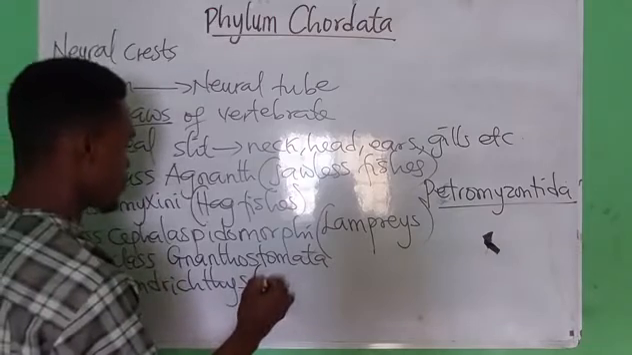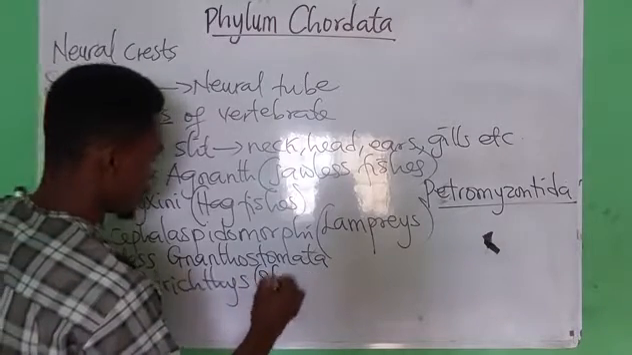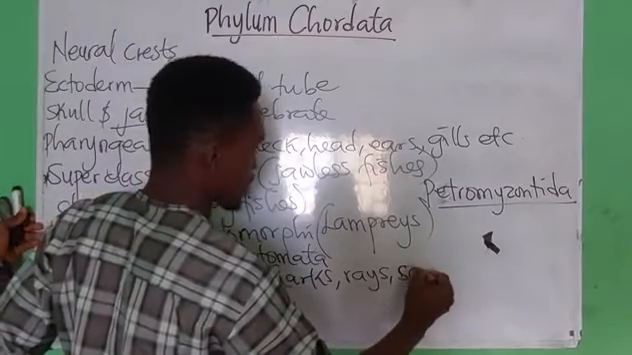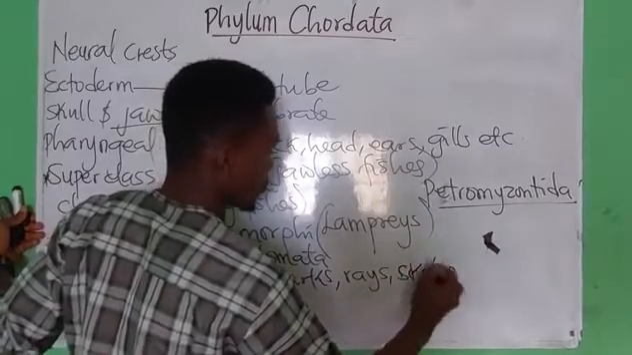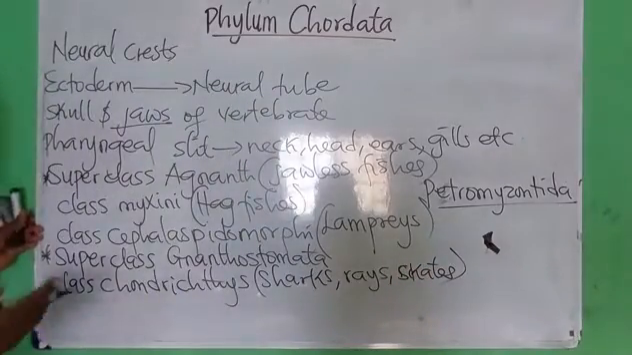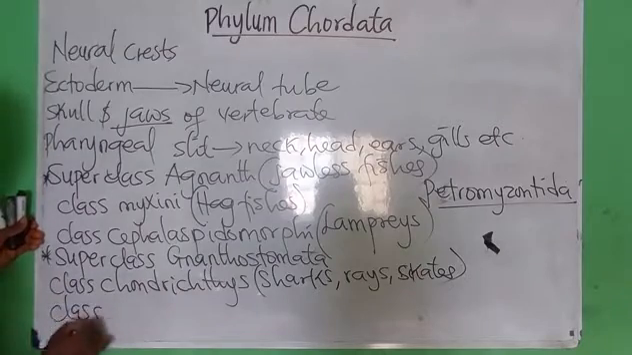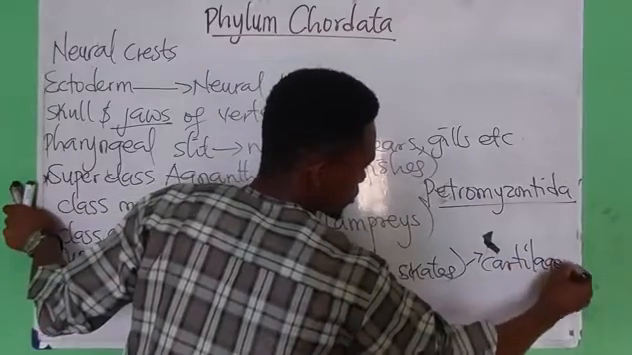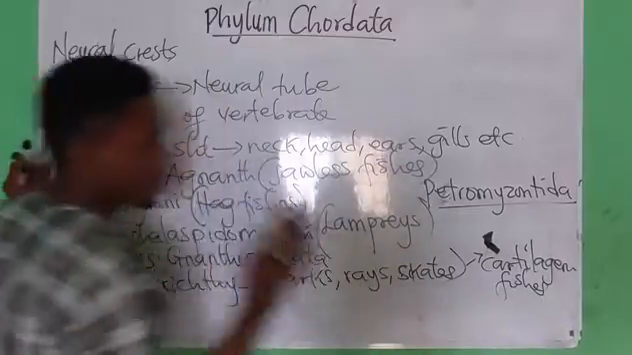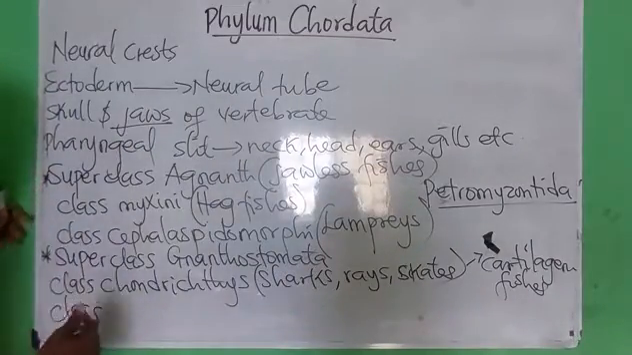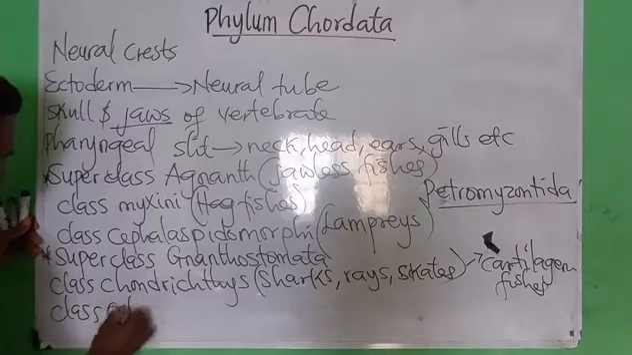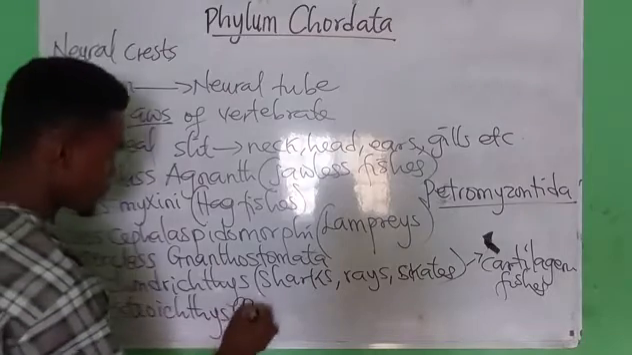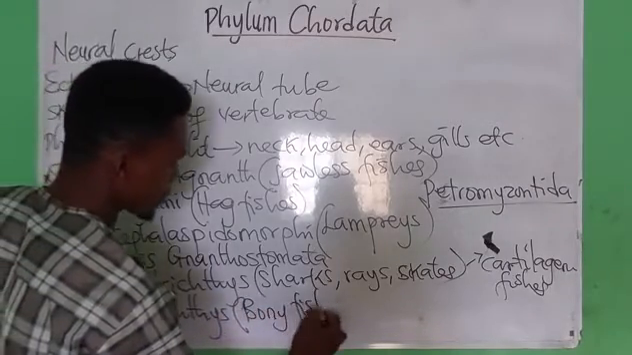That is where you have sharks, rays, and skates. Sharks, rays, and skates belong to this class. These are cartilaginous fishes. Their skull is made up of cartilage and not bone. You also have class Osteichthyes. That is where you have the bony fishes.